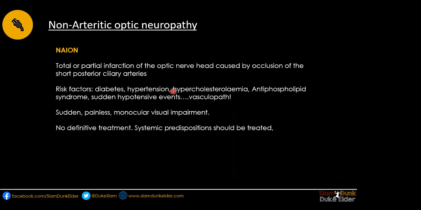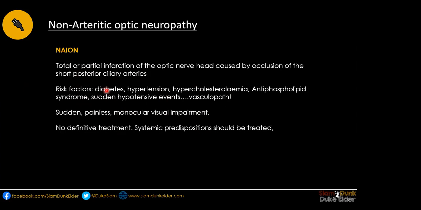We'll now move on to talk a little bit about non-arteritic optic neuropathy. So that's when you're thinking about your typical vascular patient. So the man with diabetes who's got hypertension and hypercholesterolemia, you get a total or partial infarction of the optic nerve head, and that's because you get an interruption to the blood supply of the optic nerve via the short posterior ciliary arteries. You want to really optimize their risk factors, and I know Yarrow gave us a nice talk about how to do this.